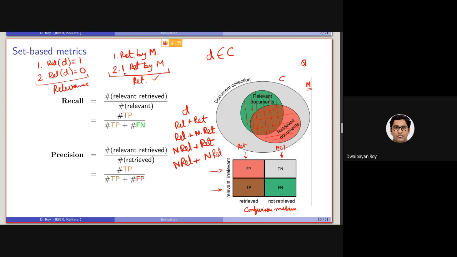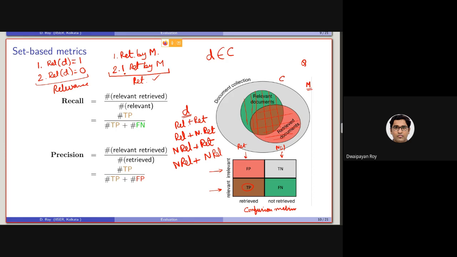The first means the document was relevant and it is retrieved. Retrieved means the retrieval system M is predicting the document to be relevant. That's why it is retrieving it. So this is called true positive. Relevant and retrieved: true positive.